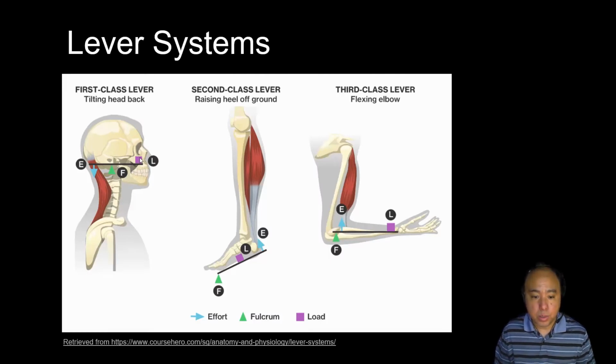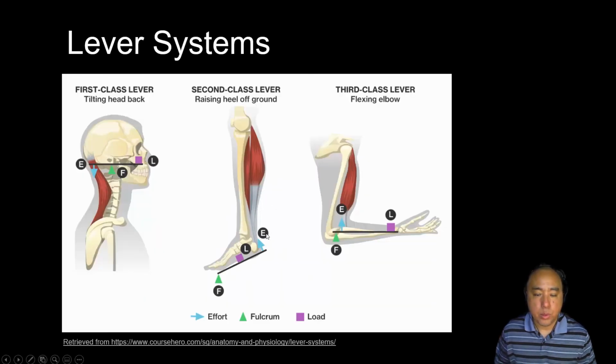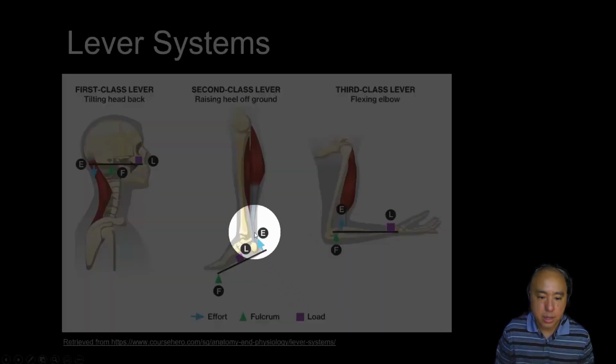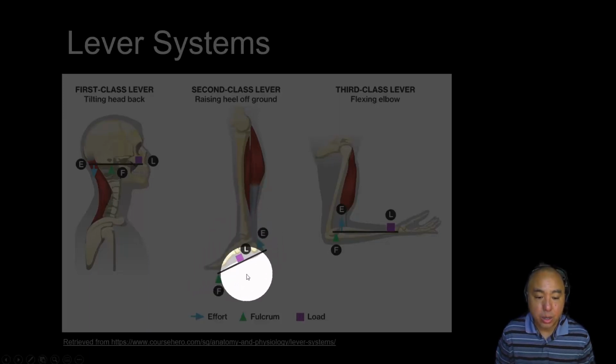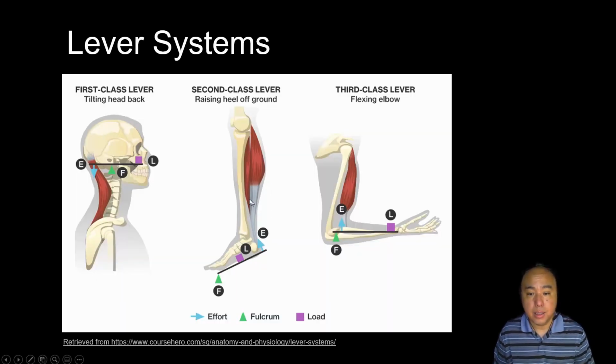A second class lever is one in which the load, in this case the weight of the body, is in between the pivot point, the fulcrum, and the force of application of the muscle. In this case, the plantar flexors, the gastrocnemius and soleus muscles, through the Achilles tendon, generate a torque that would tend to plantar flex the ankle joint. So that is a second class lever.